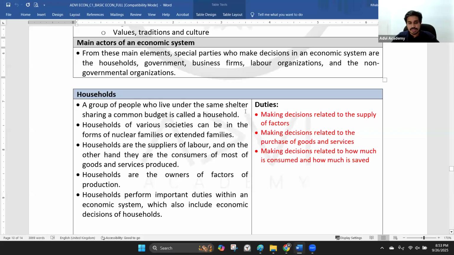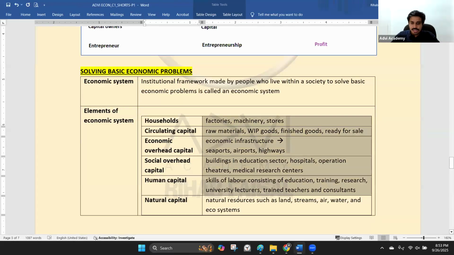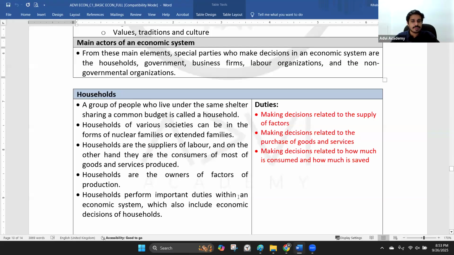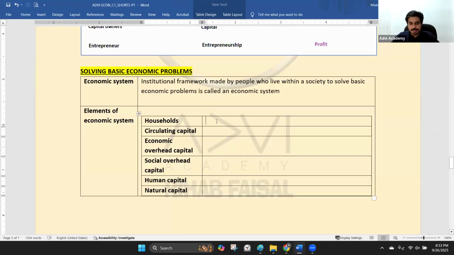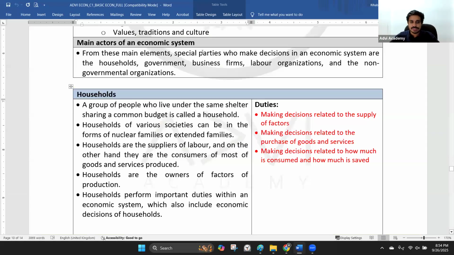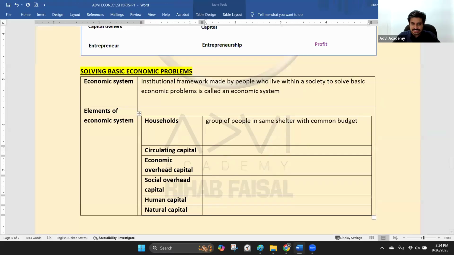And then if you take households, what are households? A group of people living under the same shelter and sharing a common budget. So we can say group of people in same shelter with common budget. This is what you call a house, like the houses you are living in. There can be nuclear families, extended families, we are saying all of that. One of the important things is you have to say they are the owners of the factors of production. So these are important points to remember.